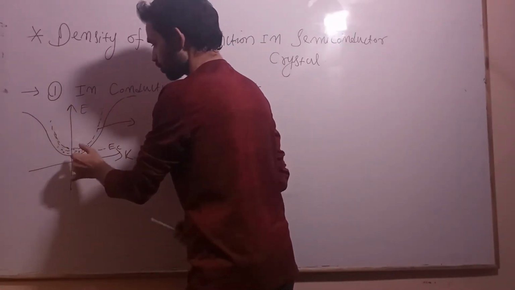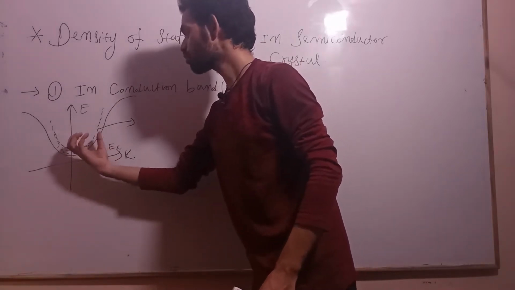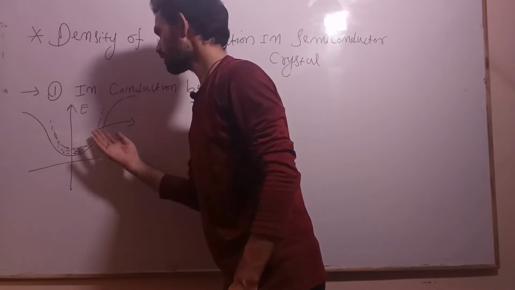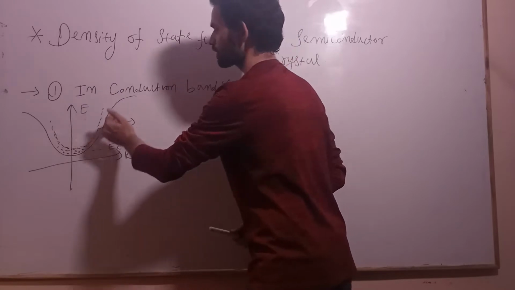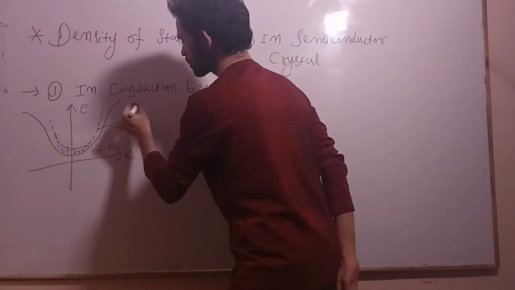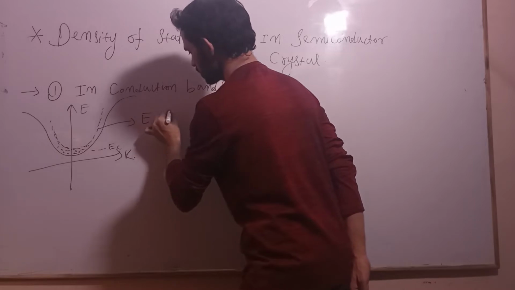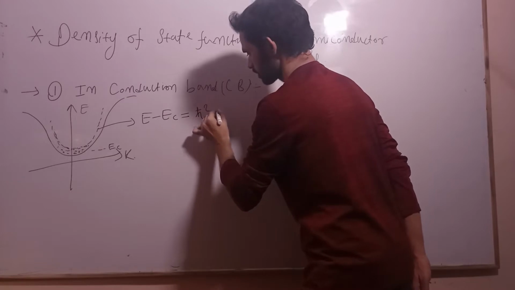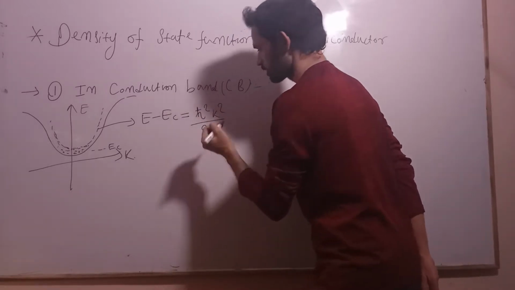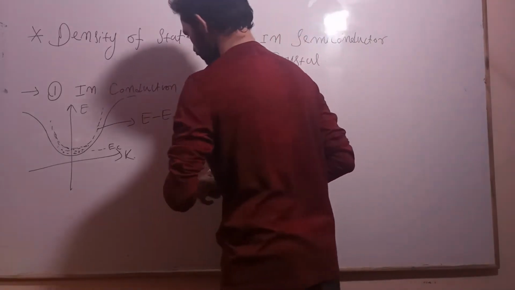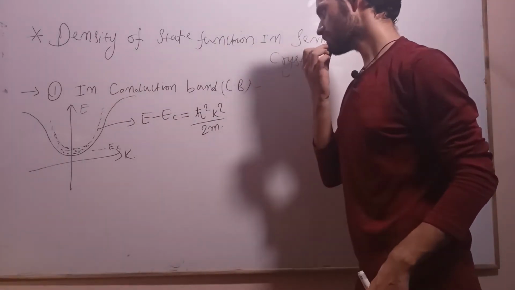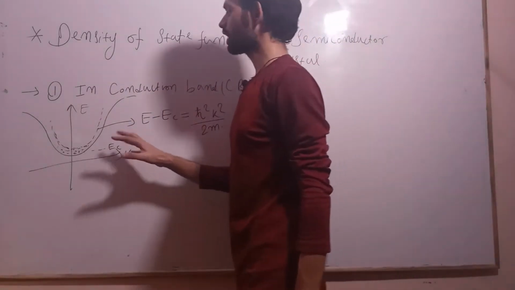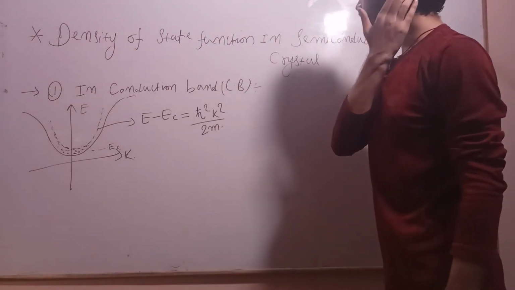So the energy of this electron, which is settled down at the bottom of the conduction band, is approximated as a parabola, whose equation is given as E minus Ec is equal to h cut square k square divided by 2m. This is the energy or momentum relation in the case of the conduction band.